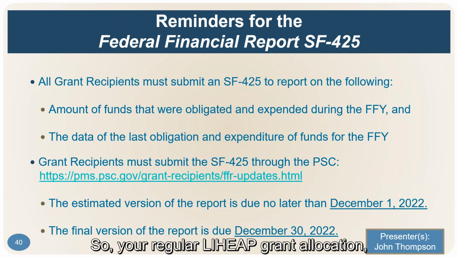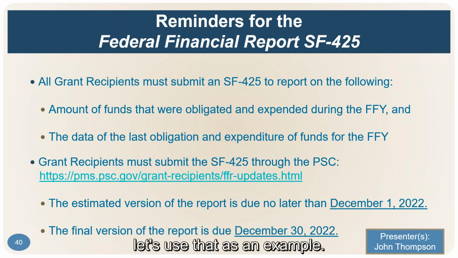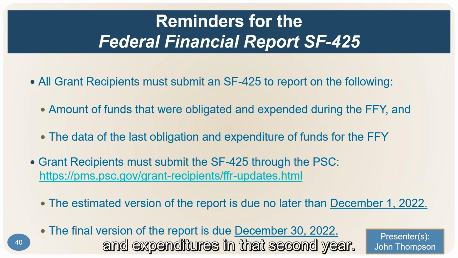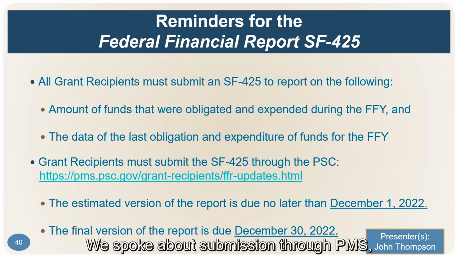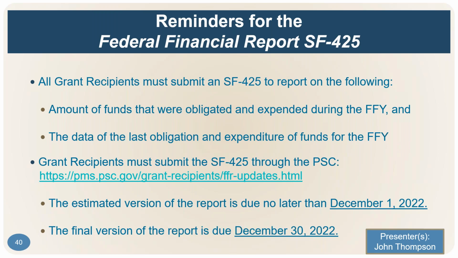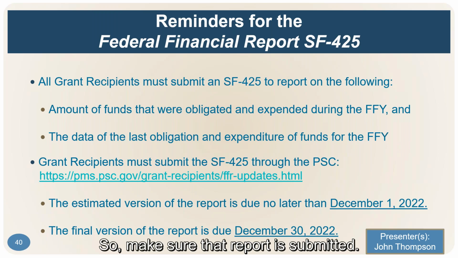Your regular LIHEAP grant allocation, let's use that as an example, has two years, as I said before. So you would report on your first year, which would be your initial submission, and then for the second year of the grant, you would submit your final SF425, which shows your information for your last obligations and expenditures in that second year. I spoke about submission through PMS. And lastly, the SF425 is due at the end of December, so make sure that report is submitted.